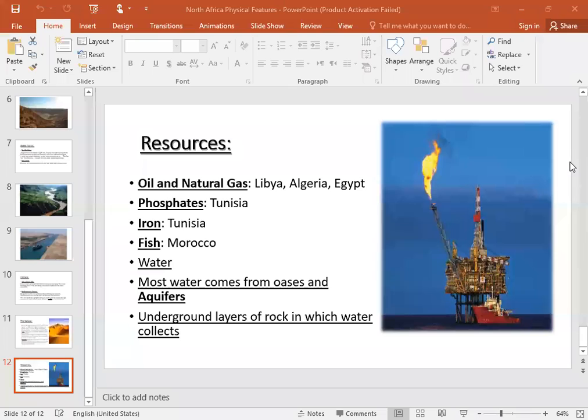After the climate, we will be talking about the resources. What kind of resources do we have in North Africa? In North Africa, we have different kinds of resources.